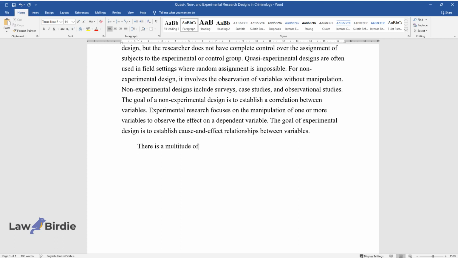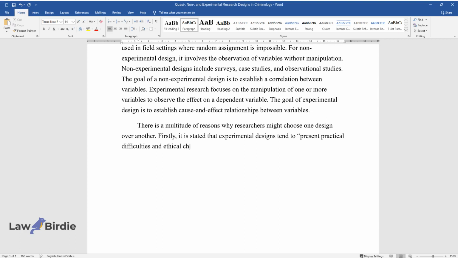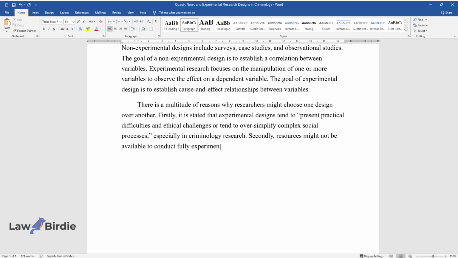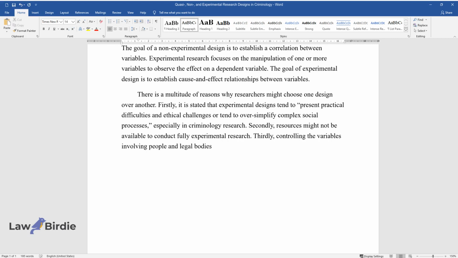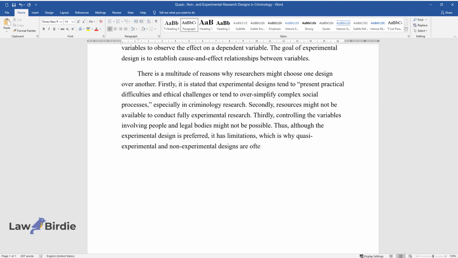There is a multitude of reasons why researchers might choose one design over another. Firstly, it is stated that experimental designs tend to present practical difficulties and ethical challenges or tend to oversimplify complex social processes, especially in criminology research. Secondly, resources might not be available to conduct fully experimental research. Thirdly, controlling the variables involving people and legal bodies might not be possible. Thus, although the experimental design is preferred, it has limitations, which is why quasi-experimental and non-experimental designs are often used.